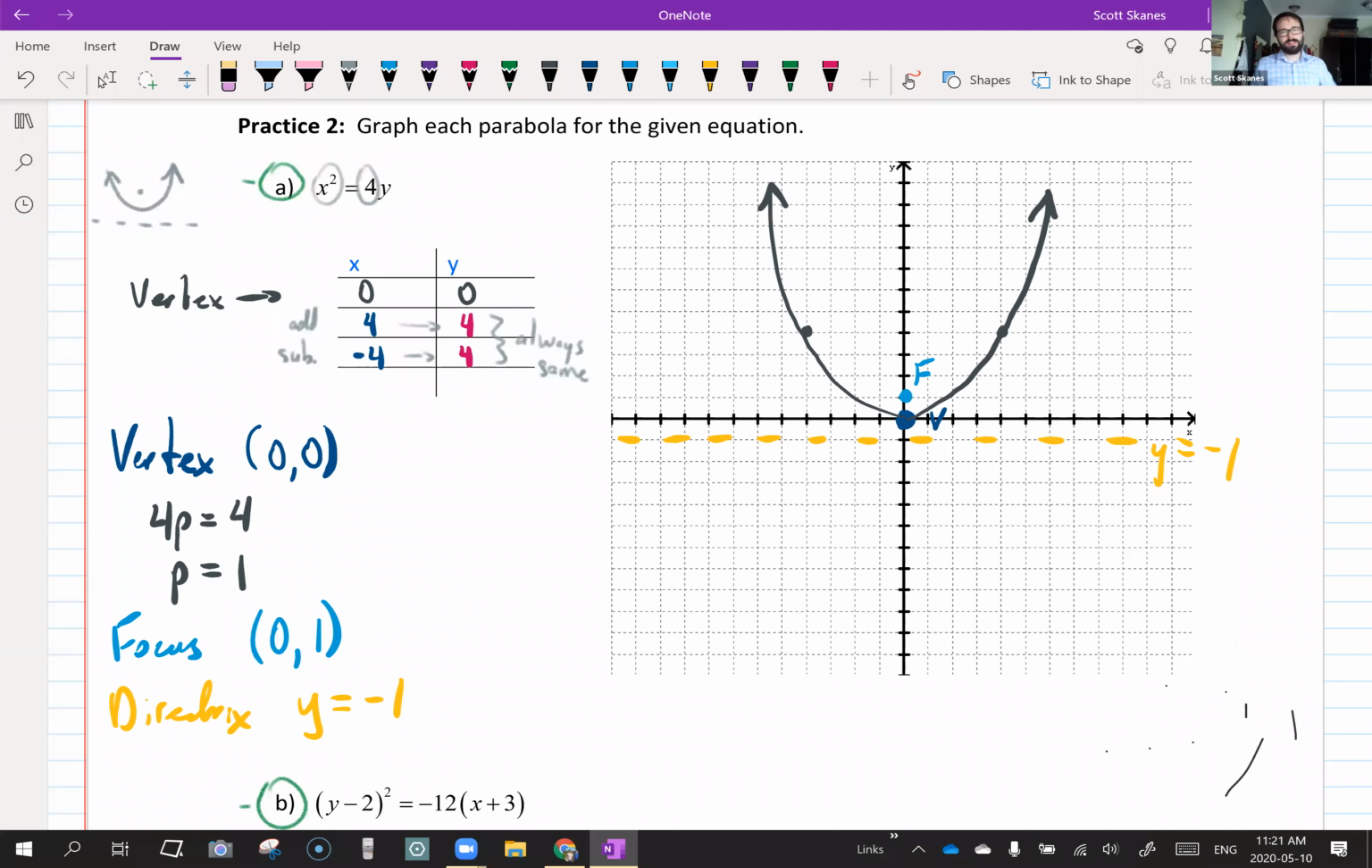The negative and positive doesn't really matter because p is just a distance. If it's negative, okay, whatever. Negative means it opens down, positive means it opens up. Oh, okay. It just means we go that far away from the vertex. Okay.